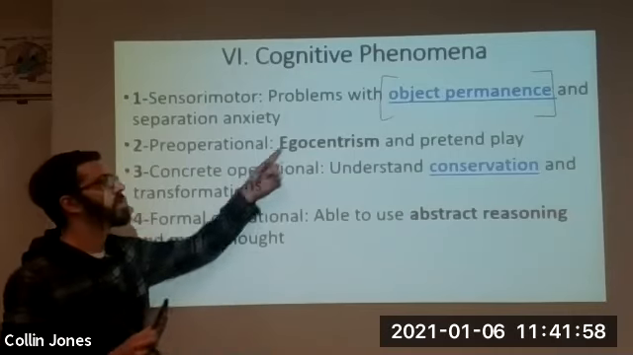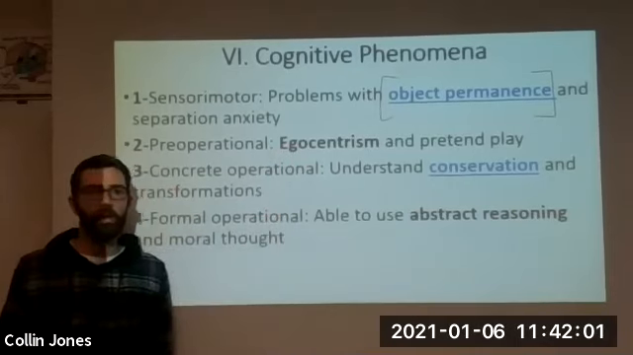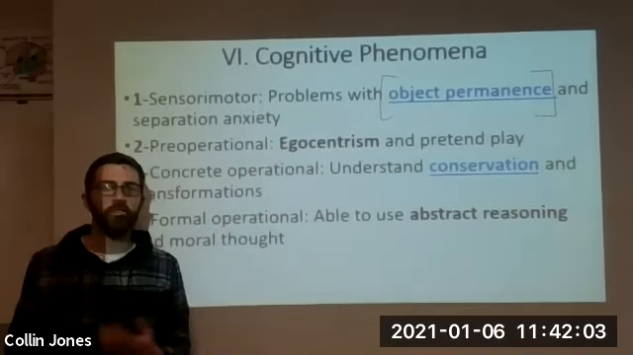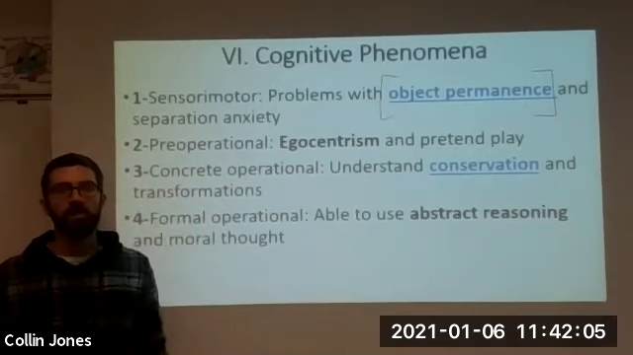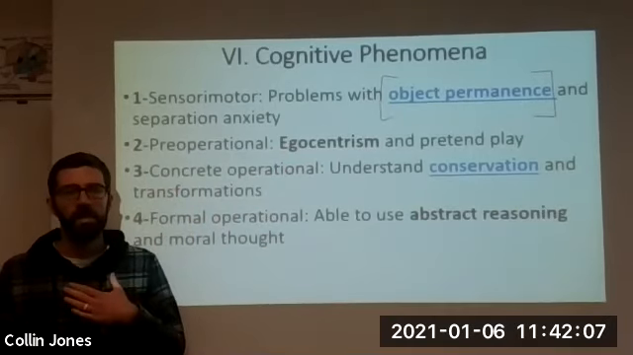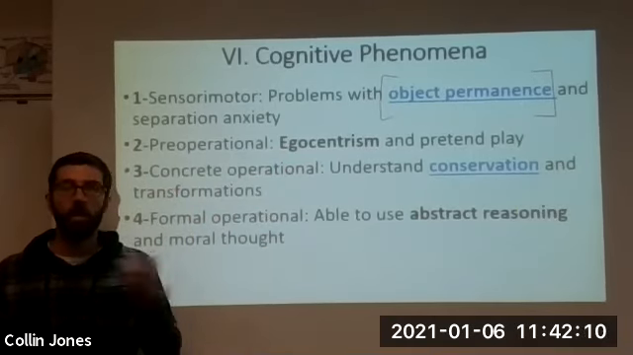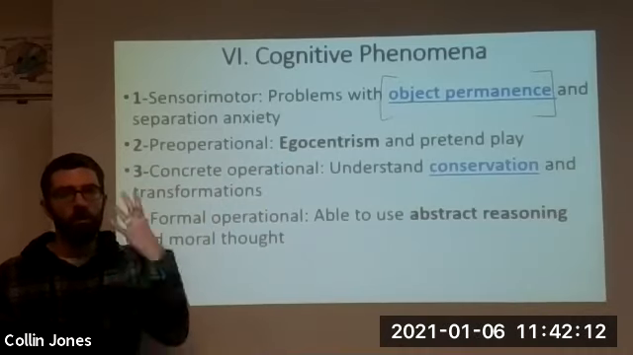We talked about egocentrism. When kids think everything's about them, sometimes kids this age will have like an imaginary friend, right? Because they think that everything is about them, right? They can see this friend, they can think about this friend, no one else can. It doesn't matter to them because they're only thinking about themselves.